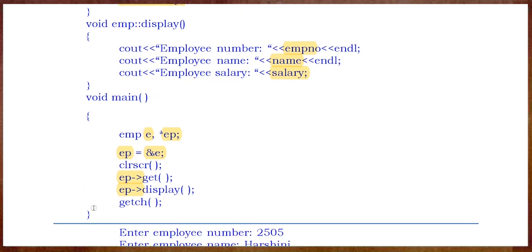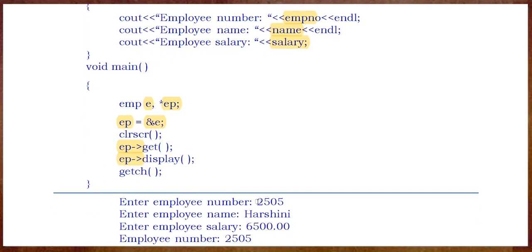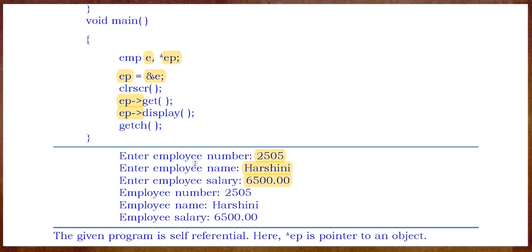Next we run the program. You can see it says enter employee number, whatever you type will be stored, and then employee name and the salary. This is using the get function. Similarly, using the display function, this will be displayed. So this is how pointers and objects work. The class members in this example, employee number, employee name, employee salary, can also be operated through pointers. This is how it works. I think you have understood.